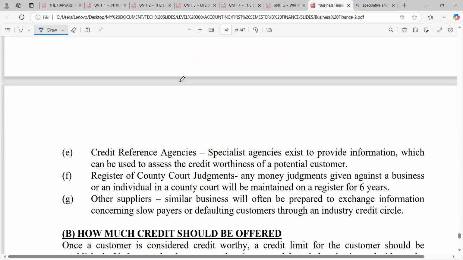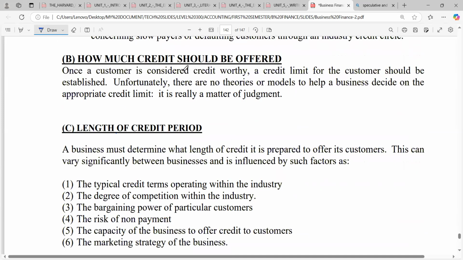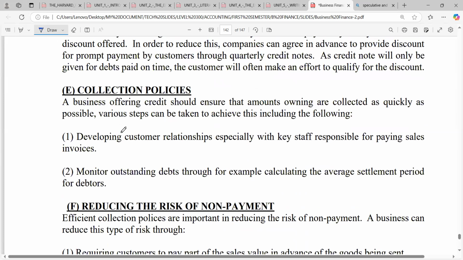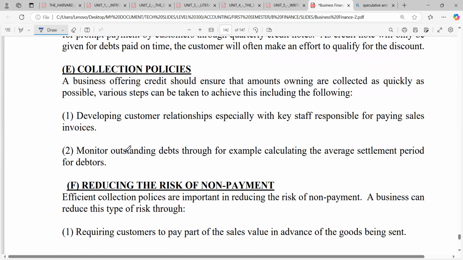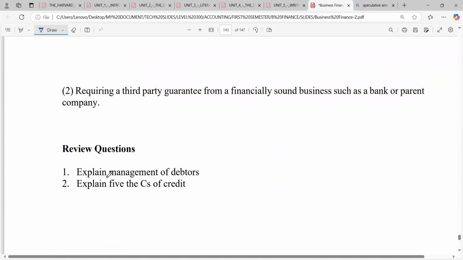So considering debtors, you are looking at who the customer is, the credit period, how much credit limit you should give them, the discount, then the collection policy, as well as how to reduce the risk of them not paying. This is how to manage the debtors. Similar questions may say, explain management of debtors. You need to tell us who a customer is, their credit limit, and the period. That is the explanation you need to put together.